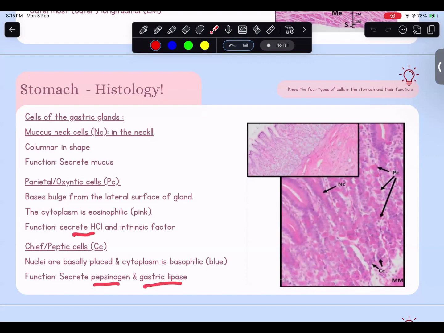You really need to know the functions and what they release. So mucous cells secrete mucus. Parietal oxyntic cells release HCl. Take it as, parietal cells are the parent of the stomach. The parent of the stomach releases HCl because HCl is the major production of the stomach, you know? So parietal cells, HCl. Chief peptic cells are pepsinogen or gastric lipase.